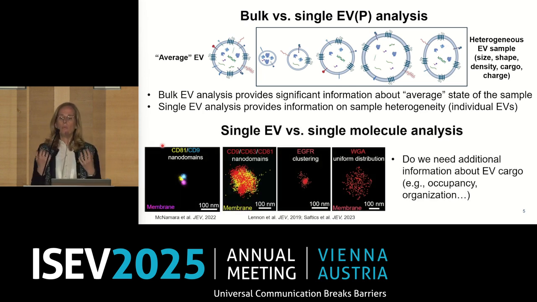I wanted to point out one more thing. Sometimes we need to go deeper, right? Sometimes not only do I need to use a single EV method, but I need to use a single molecule method, right? Sometimes I care how many molecules of a certain kind I have in the vesicle. Sometimes I care about whether my molecules are randomly organized in the vesicle, such as you can see for WGA. So it's all over the vesicle. Sometimes they cluster, right? You can see EGFR being clustered in the vesicle. So there is also an additional level, and that is the single molecule level.